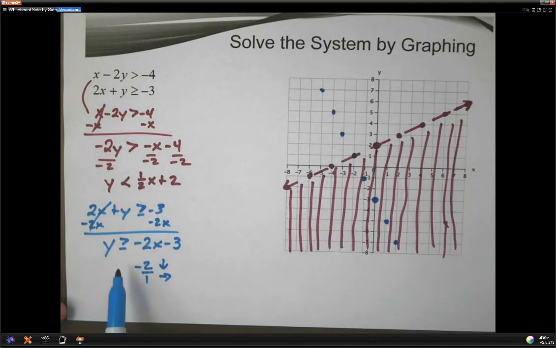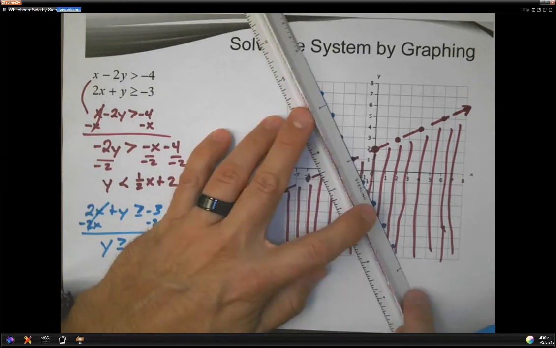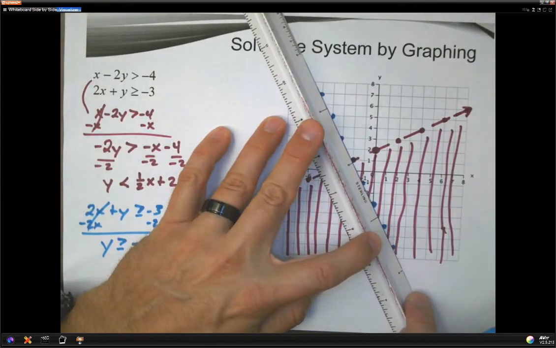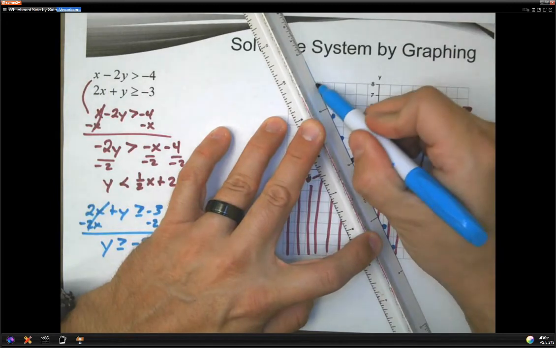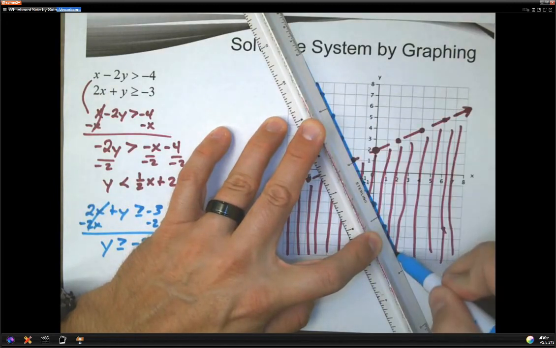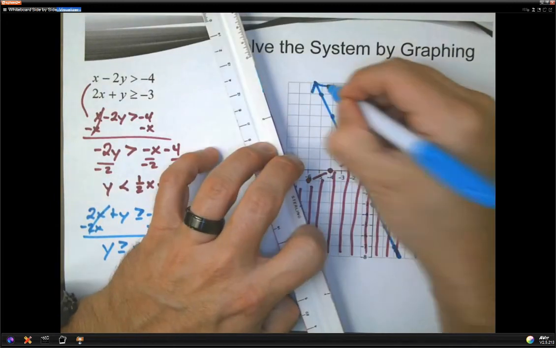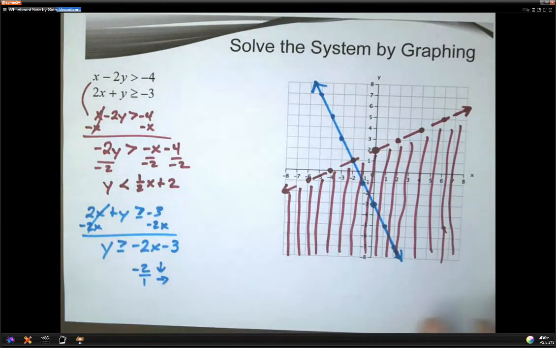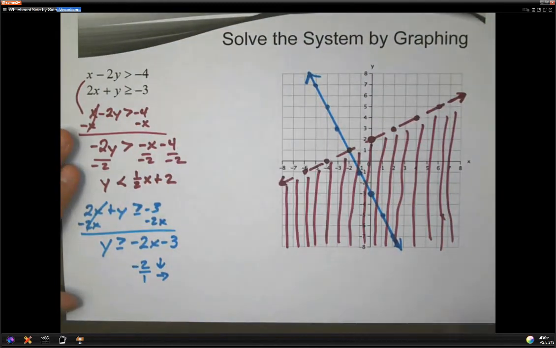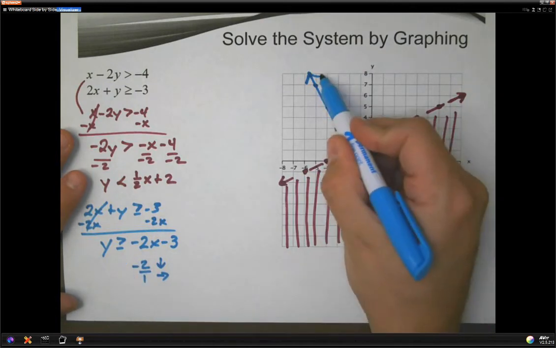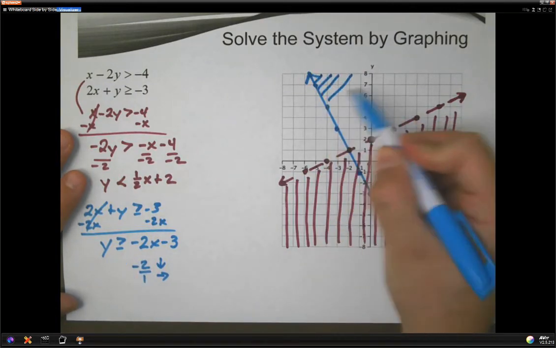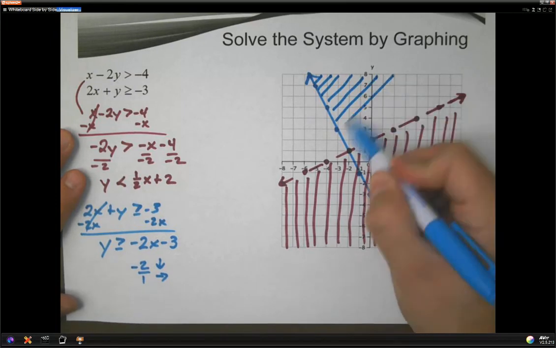Again, determining whether it's going to be a solid or dashed line, because it is equal to. Equal to implies a solid line, that every point on that line could be part of our solution set. I said could be, not every single one will be. And then this one says greater than, so that means everything above the line. So we go ahead and shade everything above our line.